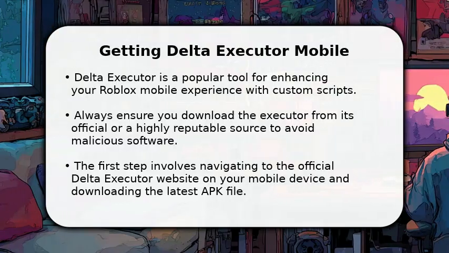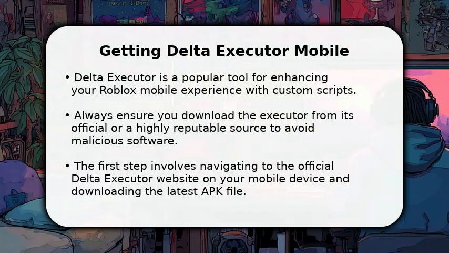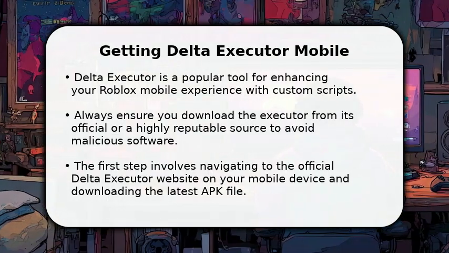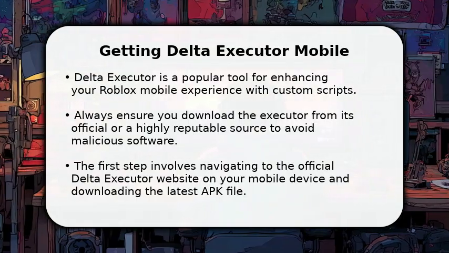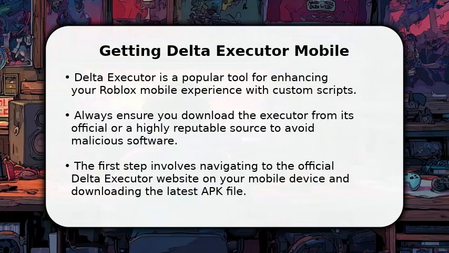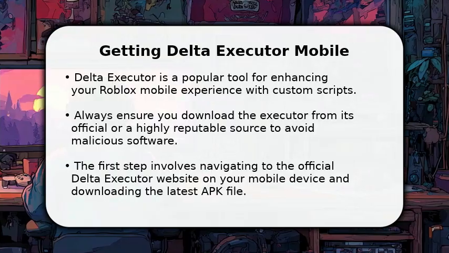In this video, I will explain how to get Delta Roblox Executor mobile. First, understand that Delta Executor allows you to run custom scripts within Roblox on your mobile device. To begin, open your mobile browser and visit the official Delta Executor website. Locate the Download section and tap to download the latest version of the APK file.